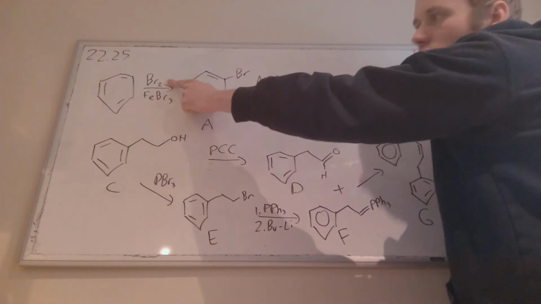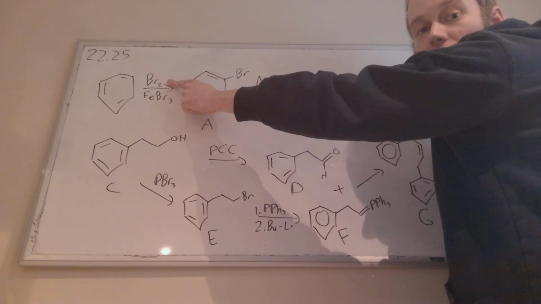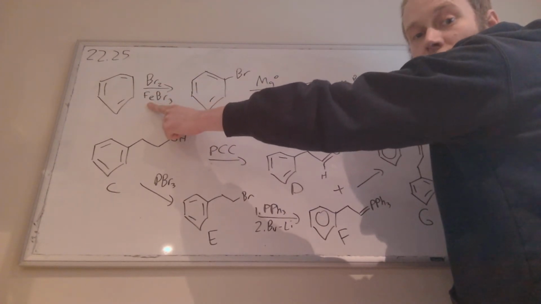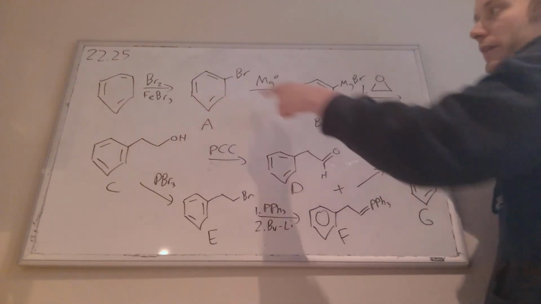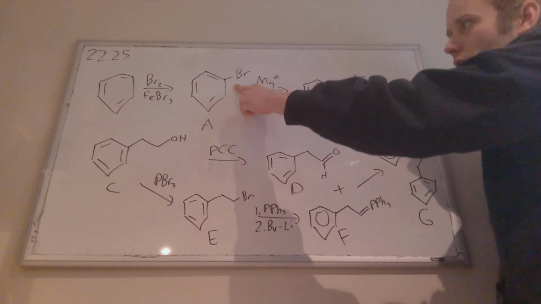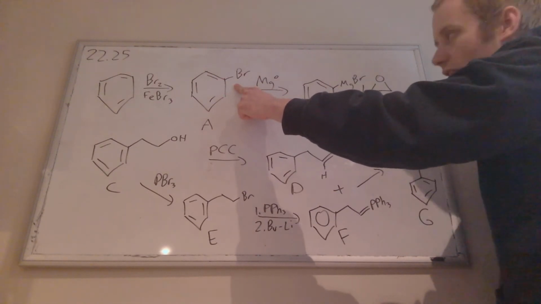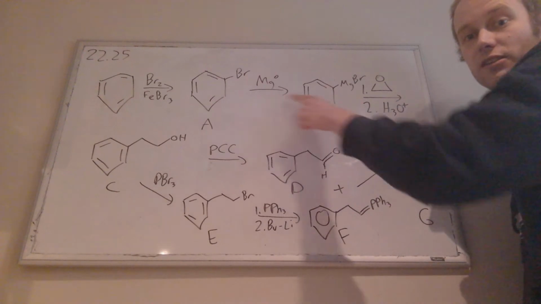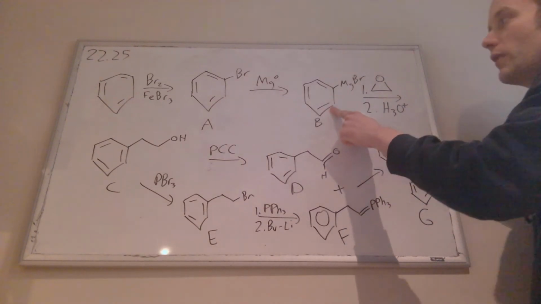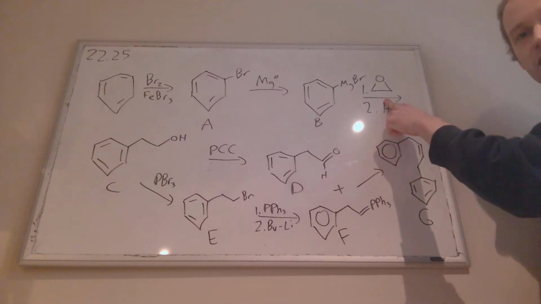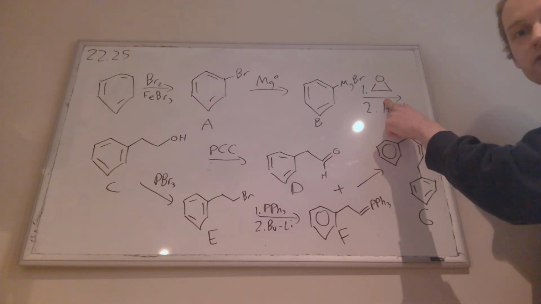Remember, the Br2 is not a good electrophile on its own, but the FeBr3 makes a positively charged bromine that can then react with the ring. After we have an alkyl halide, or an aryl halide, in this case an aromatic halide, we can react it with metallic magnesium to make the Grignard reagent. The Grignard reagent is able to open up an epoxide. Epoxides and carbonyls are the main things that Grignards react with.